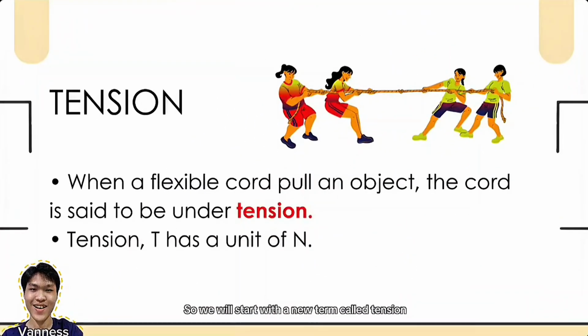So we will start with a new term called tension. When a flexible cord pulls an object, the cord is said to be under tension. Tension is usually represented with T, and it has a unit of N, which is Newton. In this image, they are pulling a rope. The tension is pointing towards the middle.